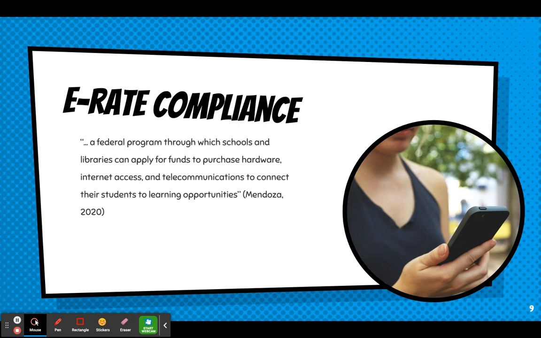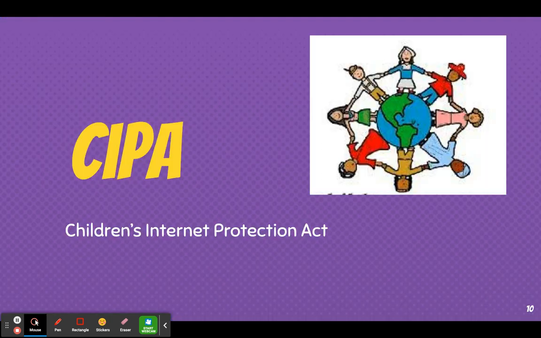And when schools receive E-rate funding, they have to comply with CIPA, which is the Children's Internet Protection Act. This act requires schools to have technology measures and policies in place that protect students from harmful materials, including obscene and pornographic materials. It also requires student internet access to be filtered, and it requires harmful websites to be blocked.